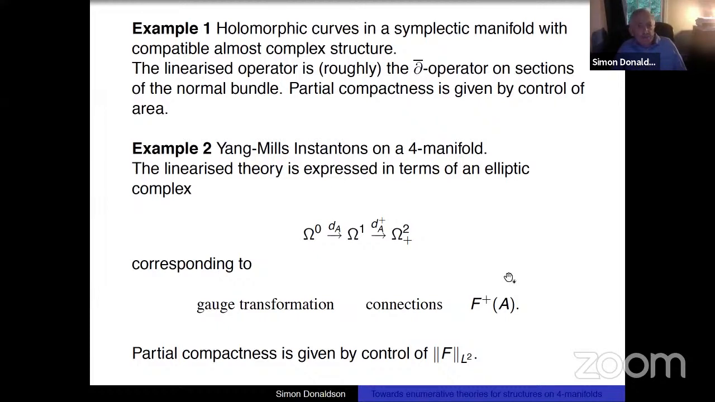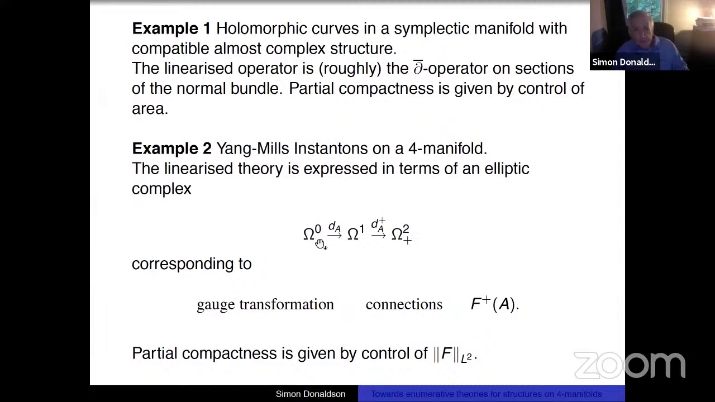Second case, we could look at Yang-Mills theory on a four-manifold and the instanton equation for an anti-self-dual connection. So here the linearized theory is expressed, in fact, in terms of a complex, because here we have to take account of the natural symmetries of the situation. So when we talk about elliptic equations, we really mean elliptic modulo the symmetries of the situation. So here our complex is given by differential forms with values in an associated bundle. I've suppressed the associated bundle in the notation.